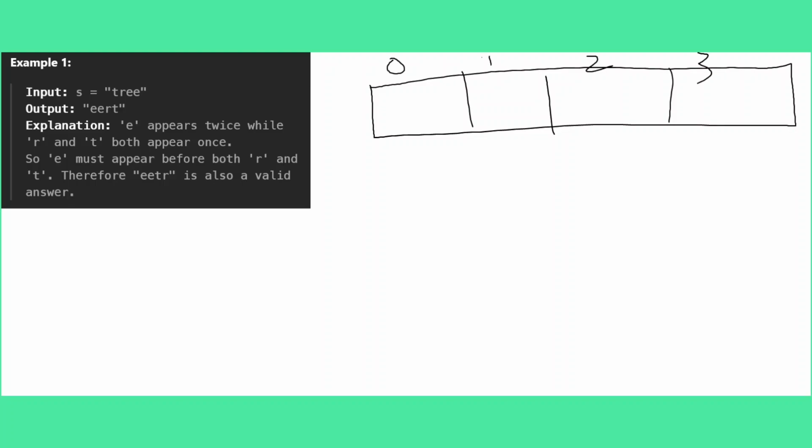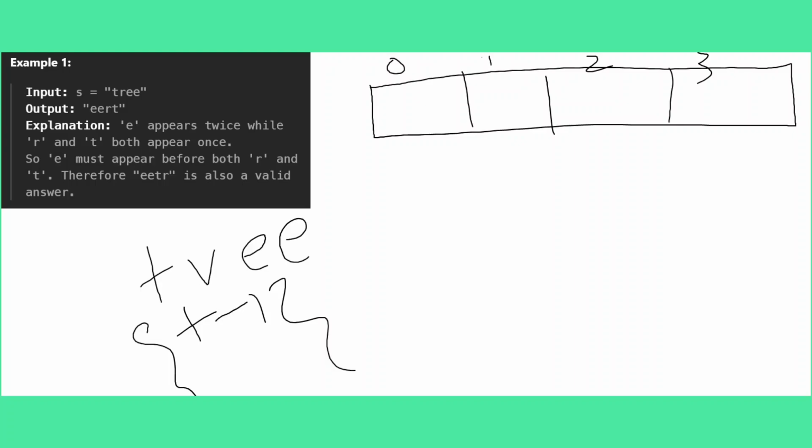For example, in our case, we have "tree", right? So T R E E. What I'll do is go through this string and check every character first. I'll have to create a hash map. So let's just create a hash map. T equals once, R equals once, E equals twice.